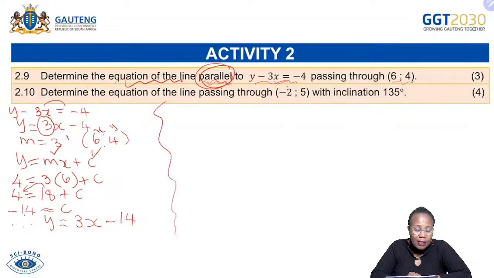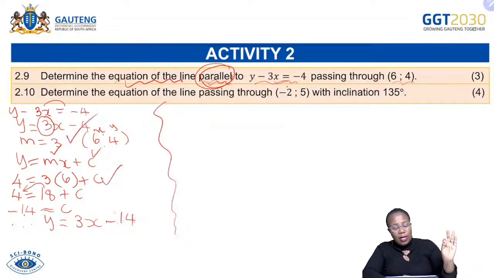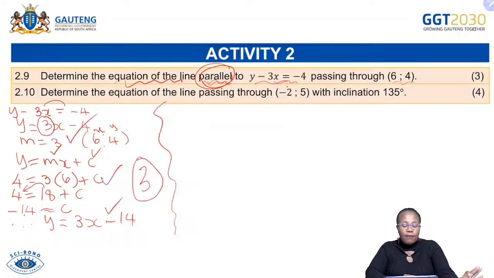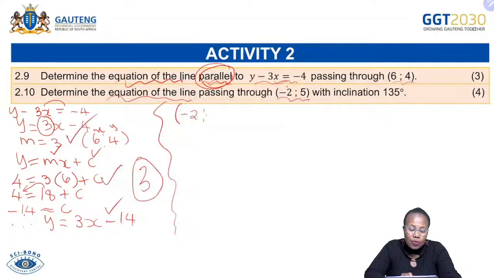One mark for identifying that the gradient is the same. Second mark for substituting. The last mark is for the correct formula for that. Last activity, 2.10, grade 12. We are still on the equation of a line. And then this line is passing through (-2, 5). Happy, we have a point (-2, 5) because we need a gradient and a point to find the equation.